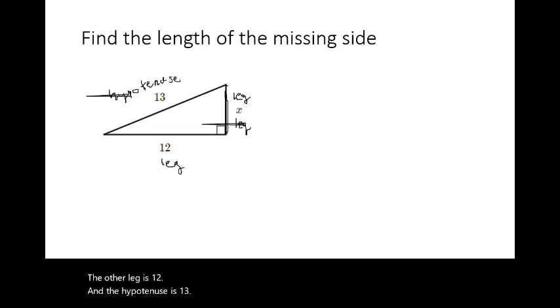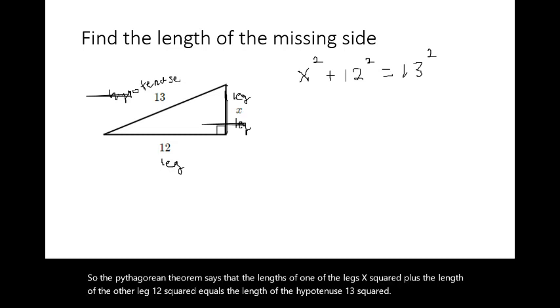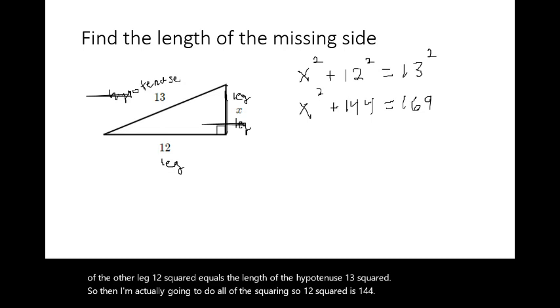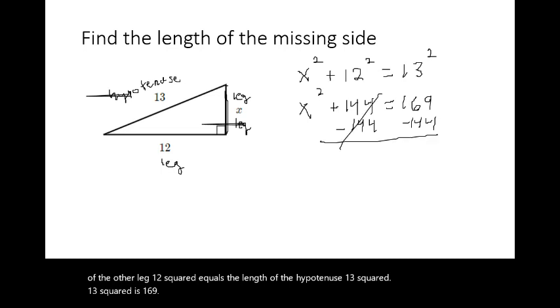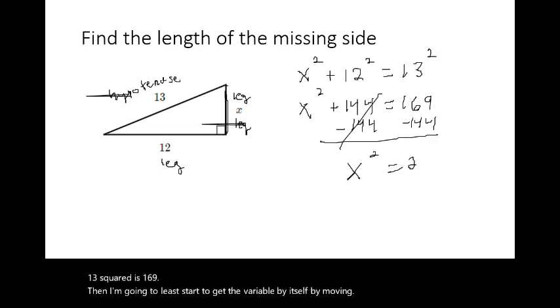So the Pythagorean theorem says that the length of one of the legs, x squared, plus the length of the other leg, 12 squared, equals the length of the hypotenuse, 13 squared. So then I'm actually going to do all of the squaring. So 12 squared is 144. 13 squared is 169. Then I'm going to at least start to get the variable by itself by moving the 144 over to the other side. Gives us x squared equals 25.